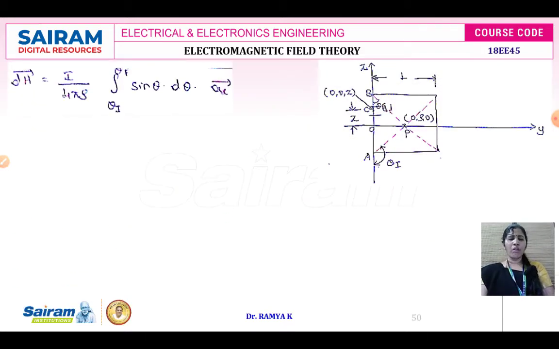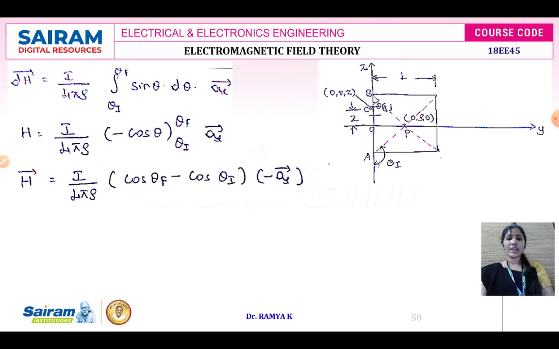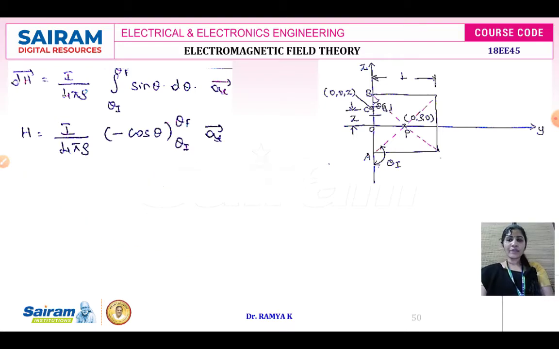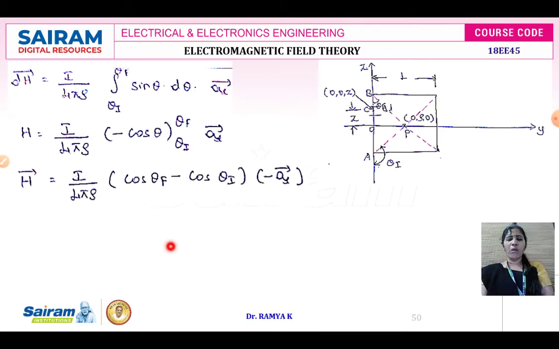After substituting, we'll get the magnetic field intensity H is equal to I divided by 4 pi rho, cos theta f minus cos theta i, into minus ax vector. So it is going to be the magnetic field intensity for the side AB.